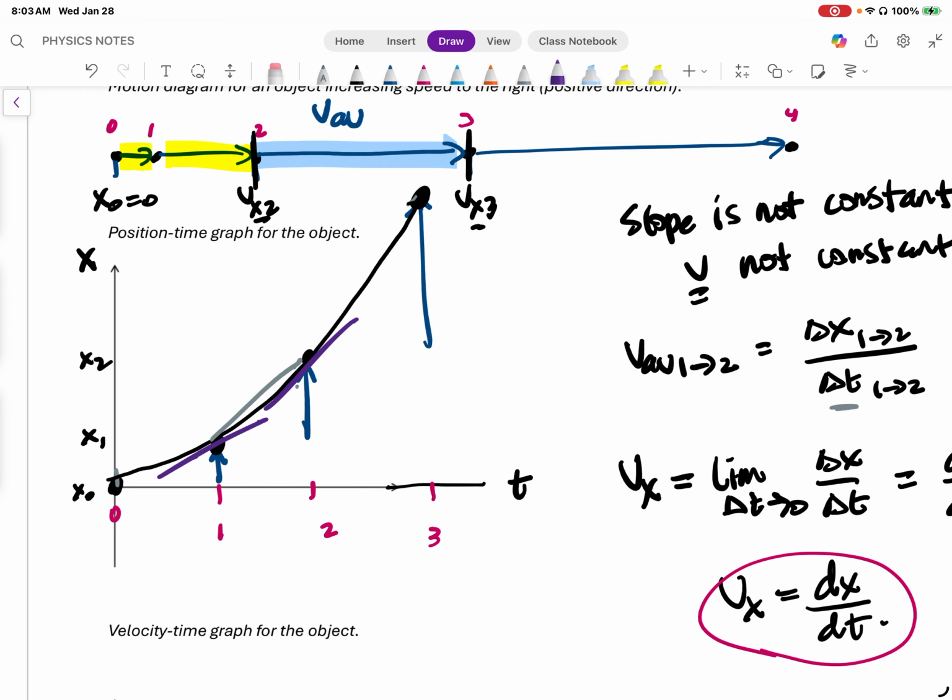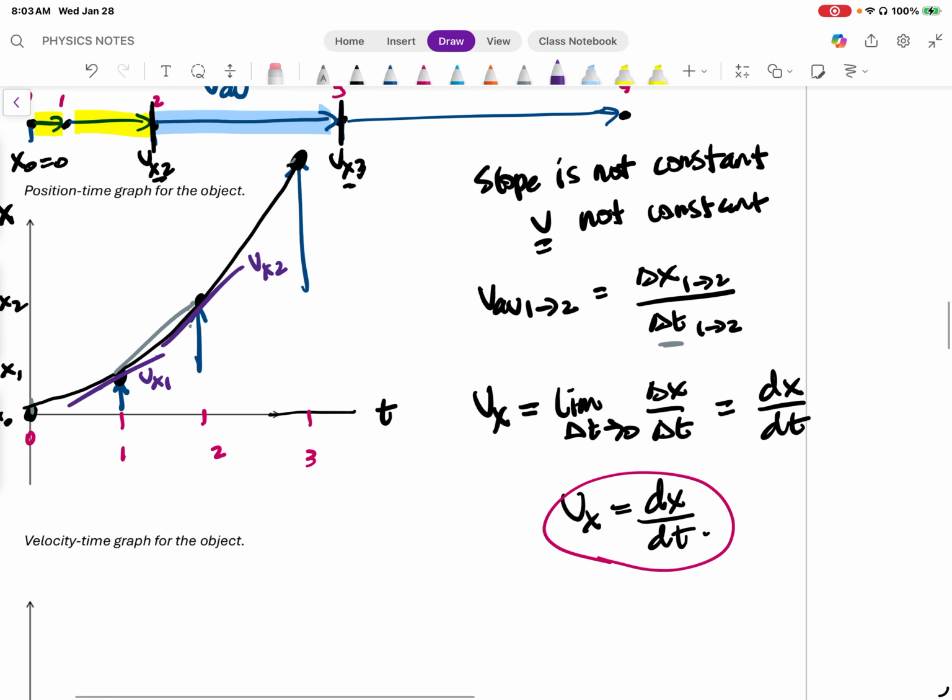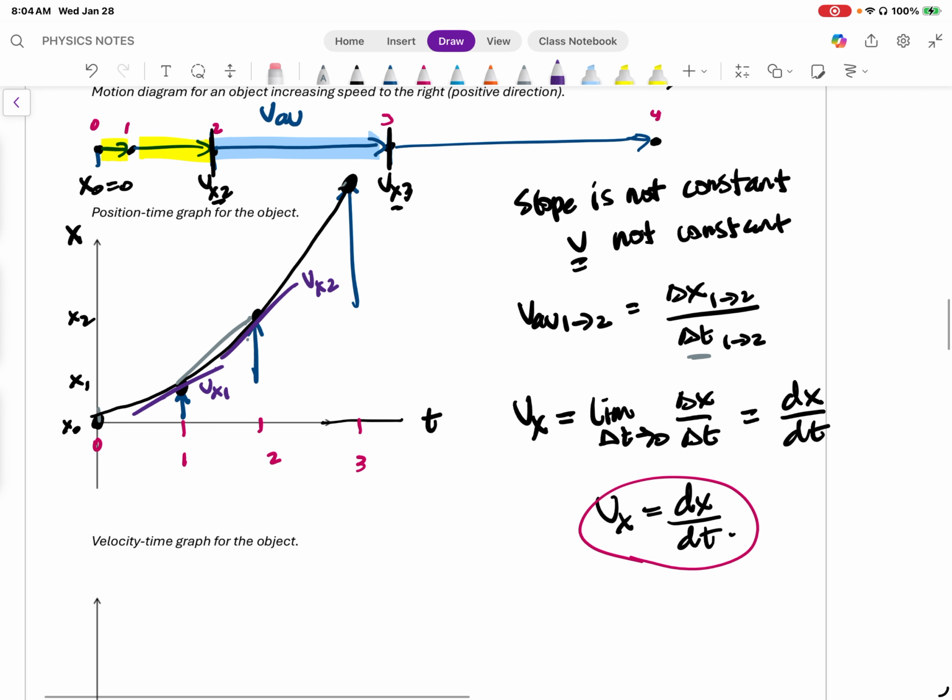So this is going to be my vx2, and this is going to be my vx1. So at any point on that curve, we can indicate or think about what the velocity is at that particular point by thinking about the slope of the tangent line at that point.